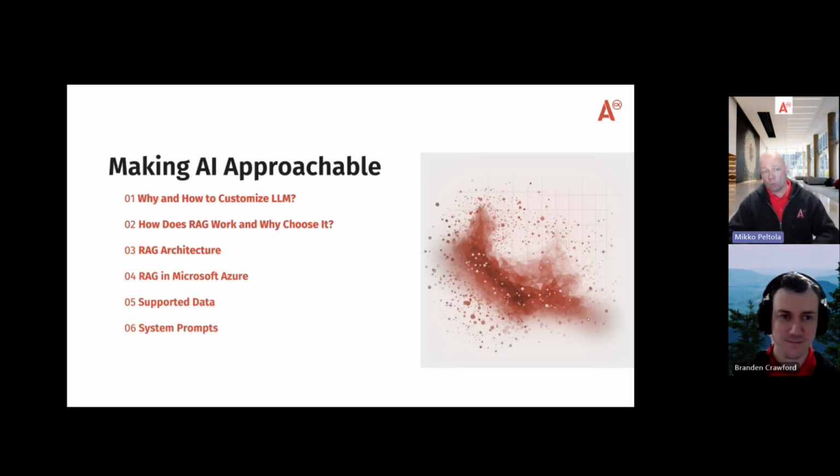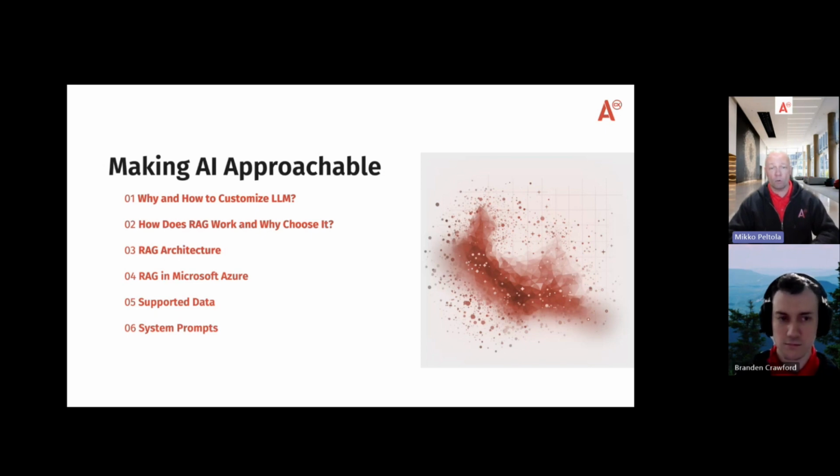We have a long list of topics to cover. We're going to start about the large language models, why and how they can be customized. Then we move on to the retrieval augmented generation work. Where is it good at? Why should we choose it? We go a little bit more technical, looking at the architecture and how Microsoft supports the RAG. We look at the supported data and then the different system prompts. So that's what we're going to cover today.